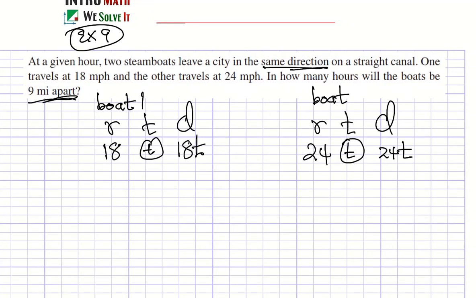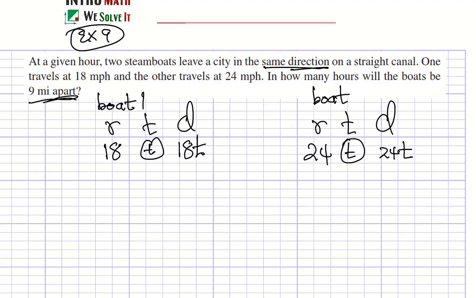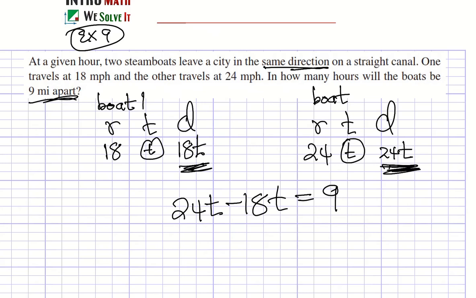So that means, from the way we solved the other one, this one is going faster and that one is going slower. So this guy will get more miles, this guy will get less miles. So you basically say 24T minus 18T will be equal to 9 miles. That's all. That's how you set up the equation, okay? Once you set it up like that and solve it, some of these problems you've got to try to remember the way we set it up.